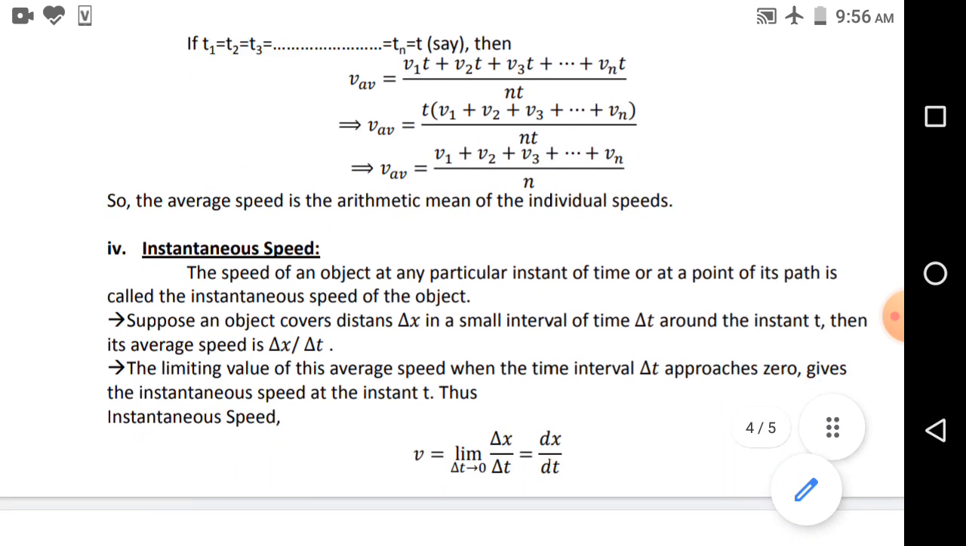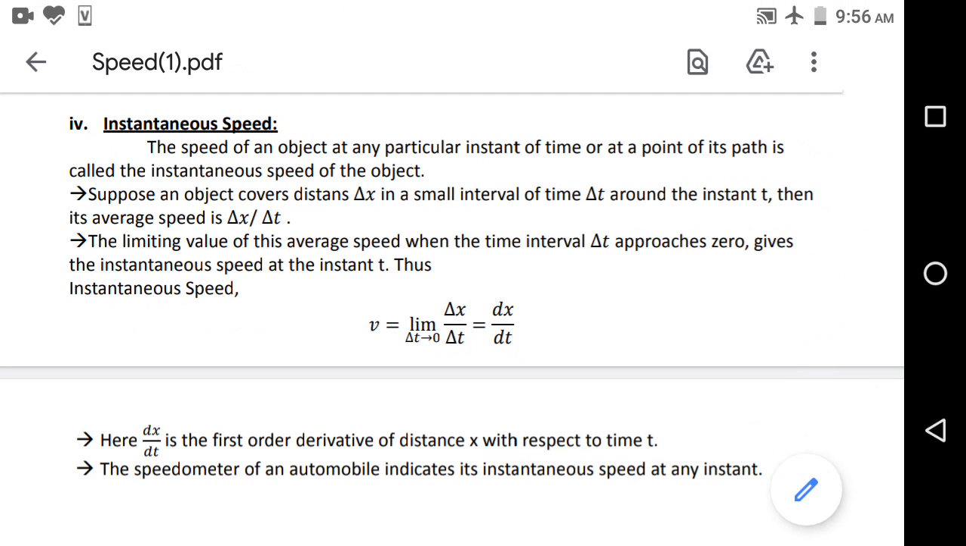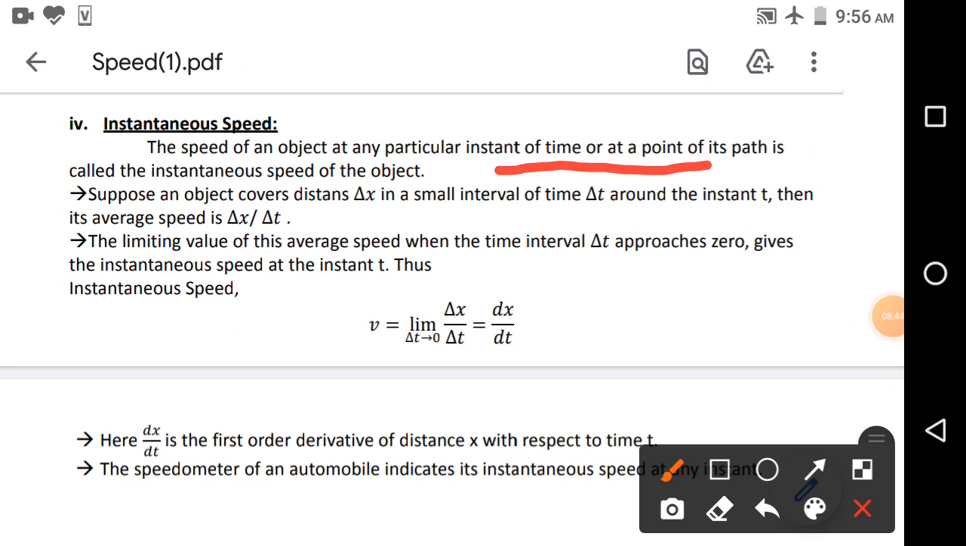Then instantaneous speed. Instantaneous speed is the speed of an object at any particular instant of time or at a point of its path. So at any moment, if we calculate the speed of the body, then that speed is called instantaneous speed. Suppose a body covers a small distance del x in a small interval of time del t around the instant t, then its average speed is del x by del t. Then the limiting value of this average speed when the time interval del t approaches 0 gives the instantaneous speed at the instant t.